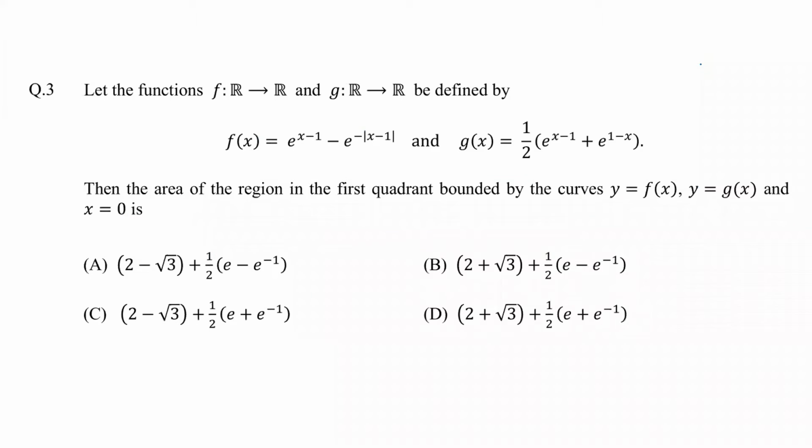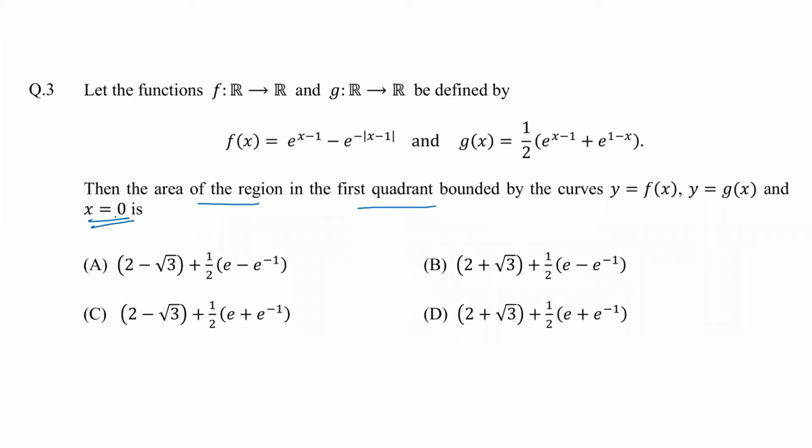So the question says f and g are two given functions, f of x is defined and g of x is defined. And they are saying find the area of the region in the first quadrant bounded by f of x, g of x, and the y-axis. They have said x equal to 0.